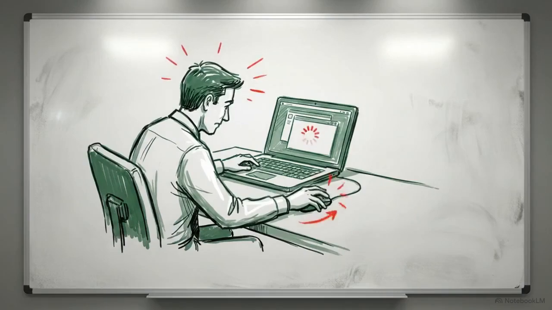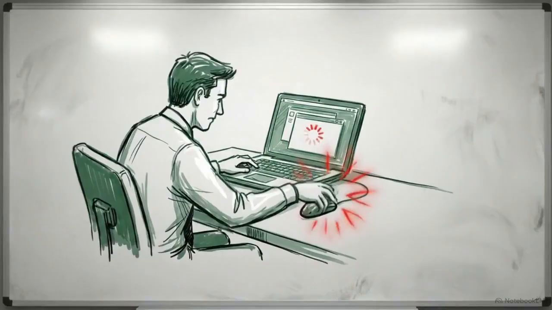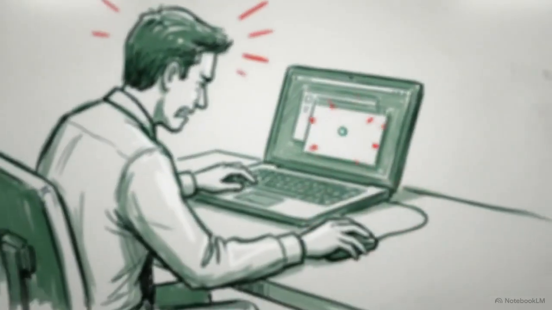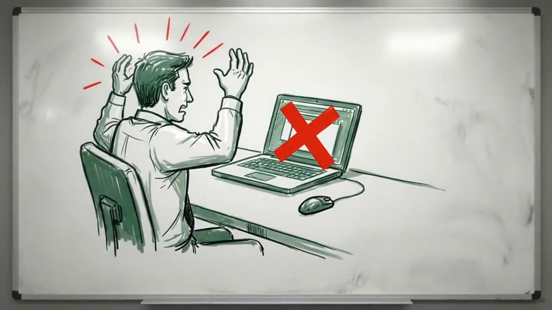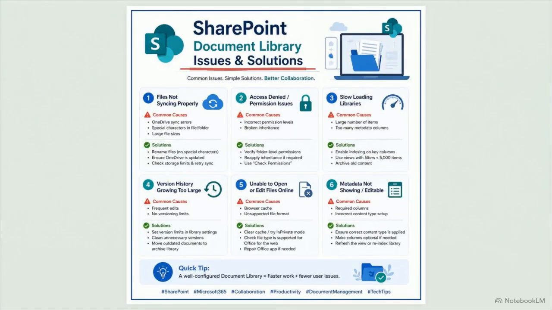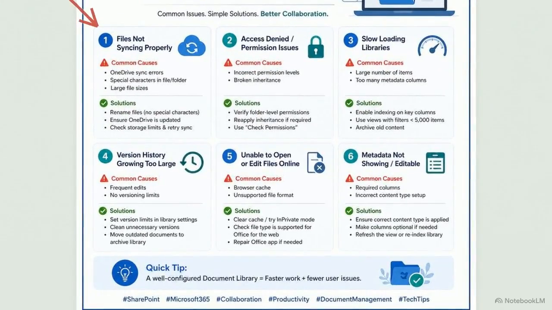When a collaboration system breaks down, productivity stops. Files refuse to sync, access is randomly denied, and routine folders take forever to load. This roadmap outlines the 6 most common SharePoint document library errors. We are going to run a complete diagnostic to systematically resolve each one.